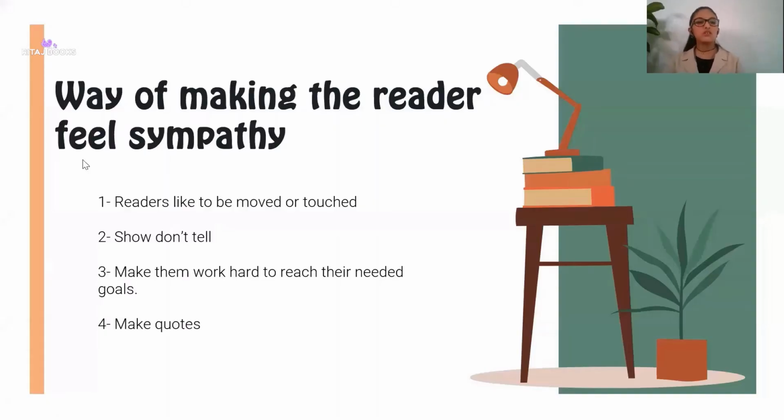For the third, speaking of goals, you have to make the protagonist or the characters work hard to reach their needed goals. So maybe they're poor and working hard at a farm or anything, they want to find some food or anything. Make them work hard to reach their needed goals and not their wanted goals. Needed and wanted are two different things. Needed is something that's really important and they need to reach. And wanted is just a want, something that's not really important to focus so much on.